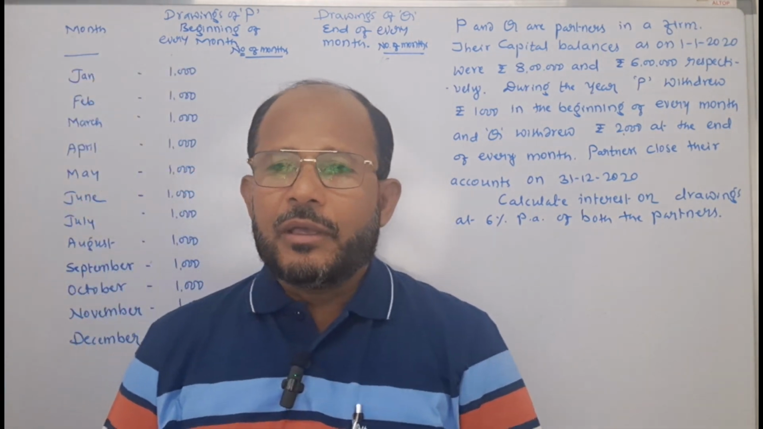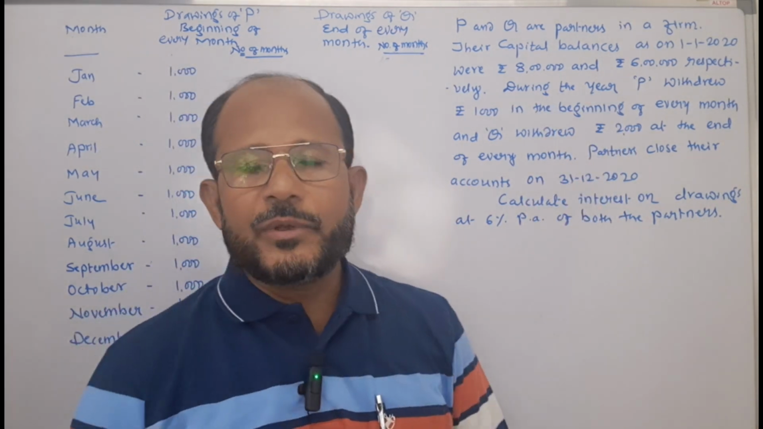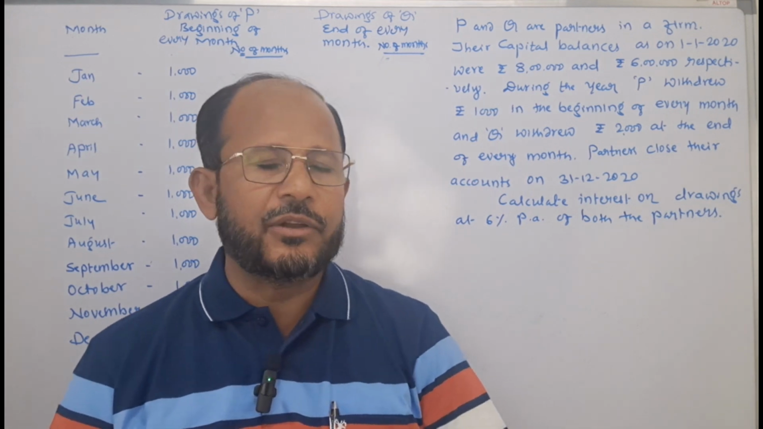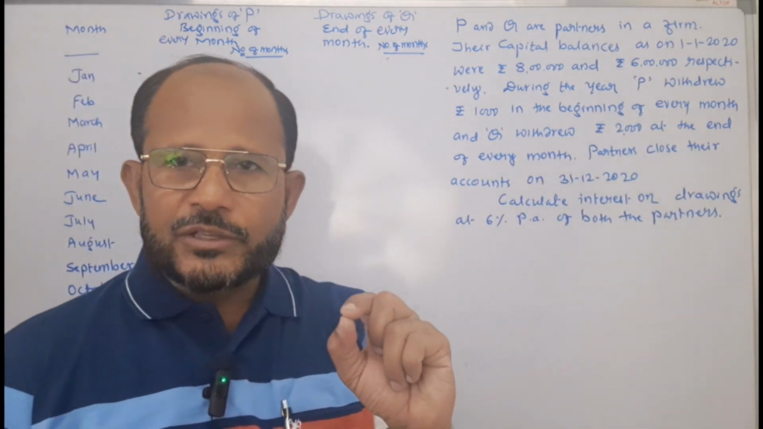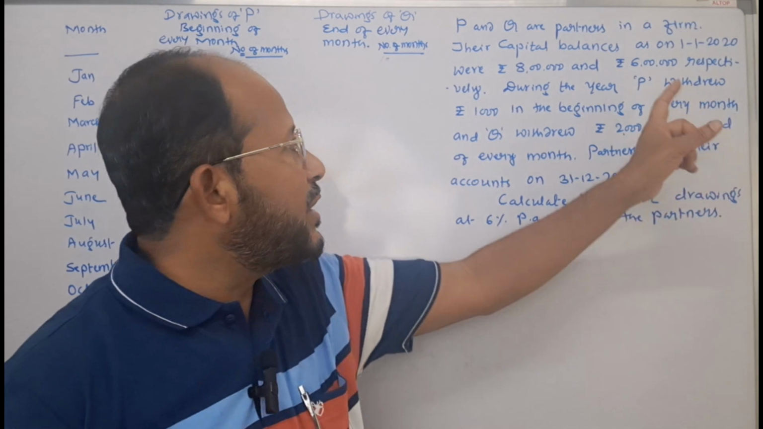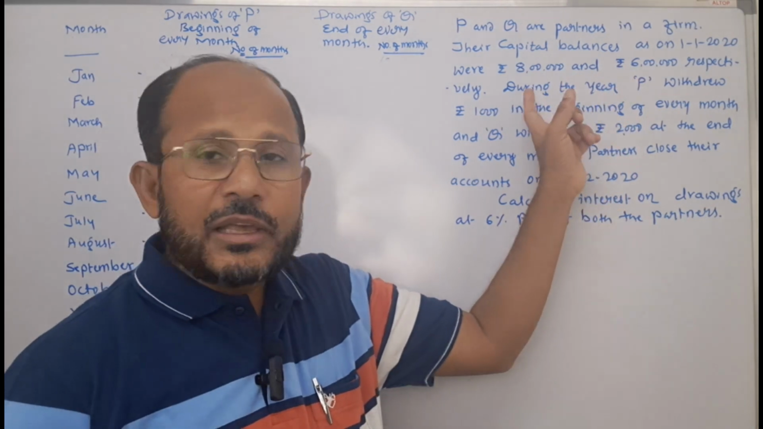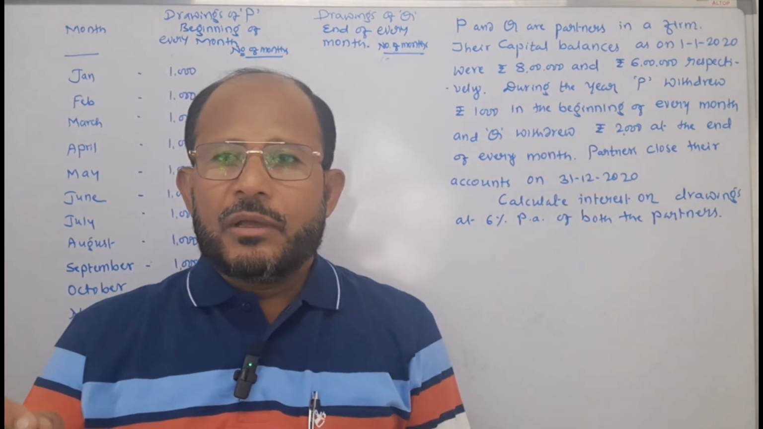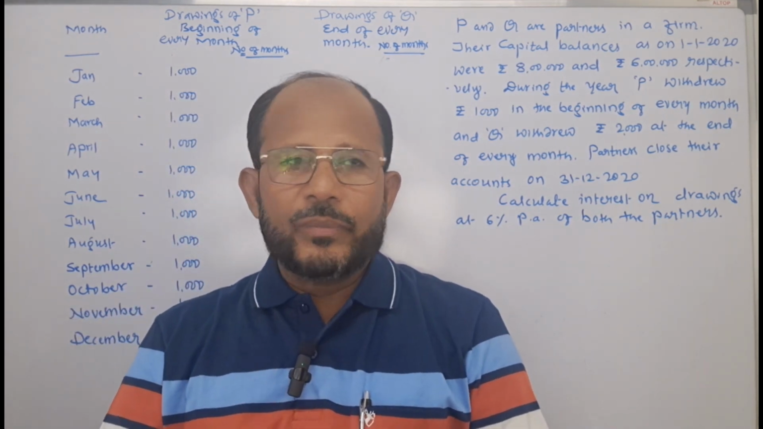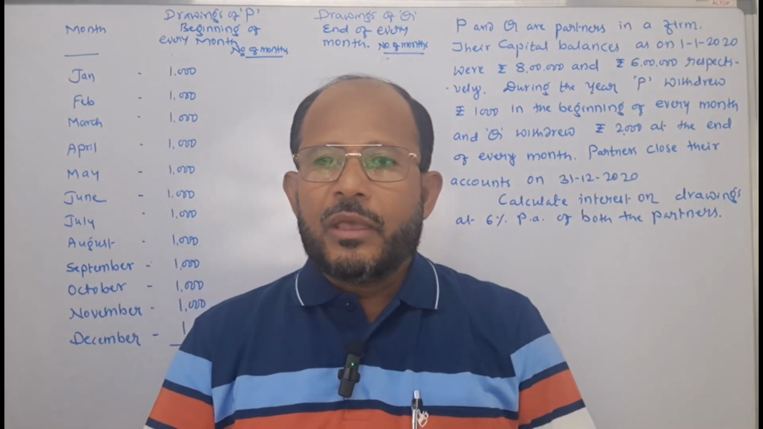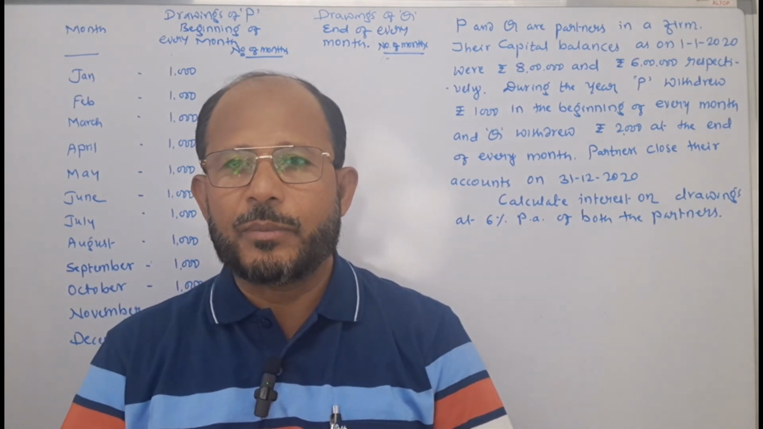What information is given? Here two partners are there, namely P and Q. They have invested rupees 8 lakhs and rupees 6 lakhs respectively in the firm as their investment. And here the important thing is Mr. P has withdrawn a fixed amount of money the whole year. P withdrew rupees 1000 in the beginning of every month. During the year, he has withdrawn rupees 1000 at the beginning of every month, meaning that in the year 2020, he has withdrawn rupees 12,000. Every month 1000 he has taken from the partnership firm.